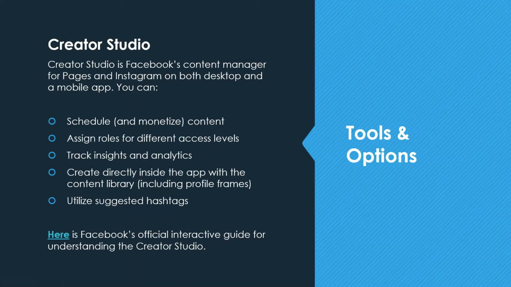You can upload things into the content library to utilize there, or you can use what Facebook already provides and is available in the content library, and then you can create things directly in the Creator Studio and post it from there. And this also includes profile frames, which is something that libraries should definitely be jumping on because that's pretty much like free advocacy and advertising, creating a profile frame for your library. And Creator Studio will also give you suggested hashtags to go with the content that you're creating.